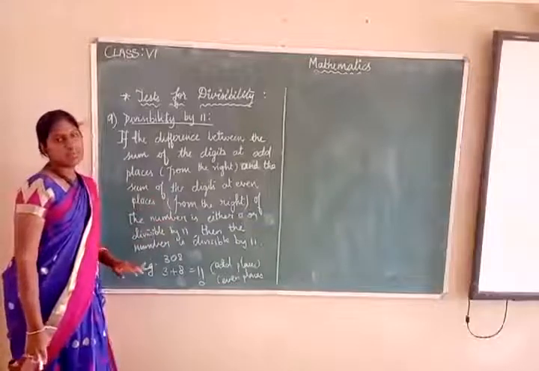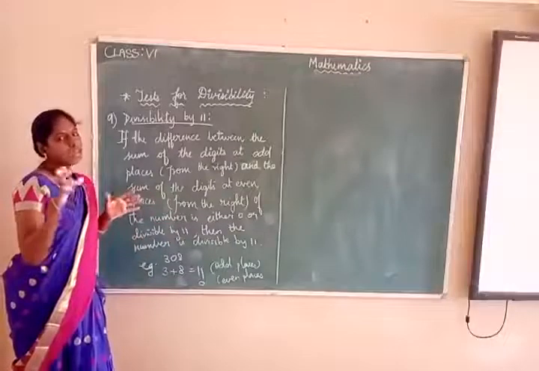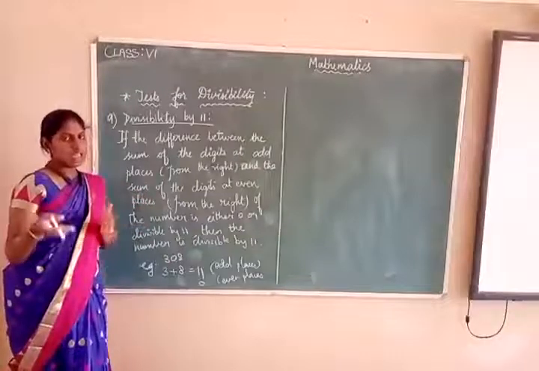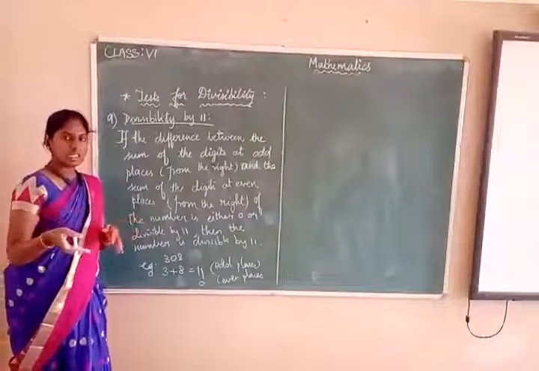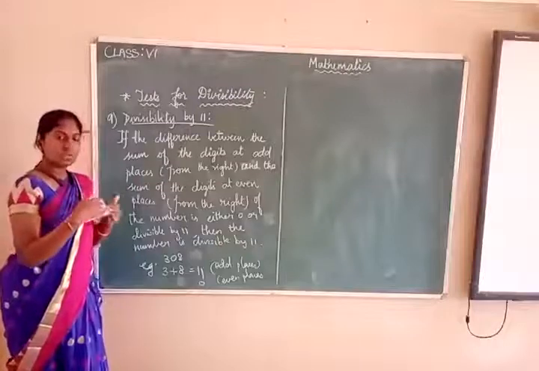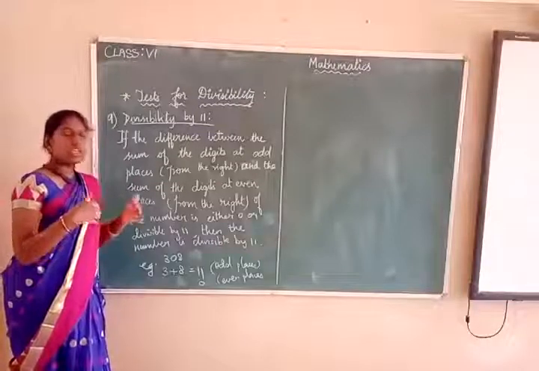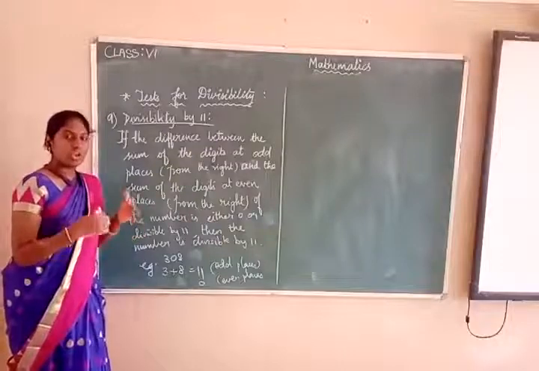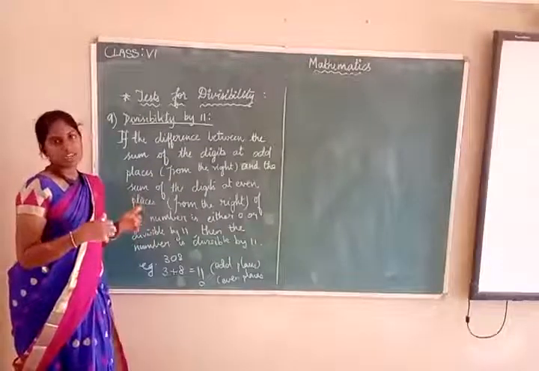Okay? If you have a big number, you have to first add the numbers at the even places. Then you have to add the numbers at the odd places. And you have to take the difference between both. If the difference is 0 or if the difference is divisible by 11, only then the given number is divisible by 11. Otherwise, it is not divisible by 11.